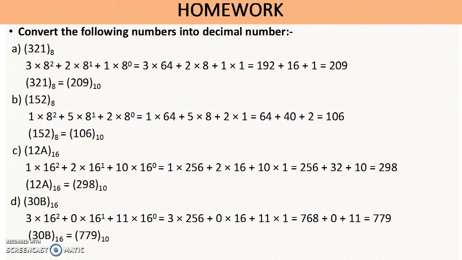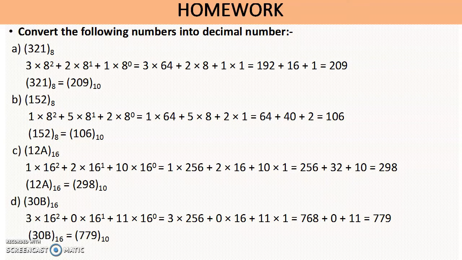Now we have 12A to the base 16. Since we have a hexadecimal number, we will use 16 as its base. To convert it into a decimal number, we will multiply 1 with 16 to the power 2, 2 with 16 to the power 1, 10 with 16 to the power 0. Since we know from the hexadecimal to decimal conversion table, the value of A is 10, so we are going to use 10 here. Now by adding these values, we will have 256 plus 32 plus 10, which will be equal to 298. So 12A to the base 16 is equivalent to 298 in decimal number.